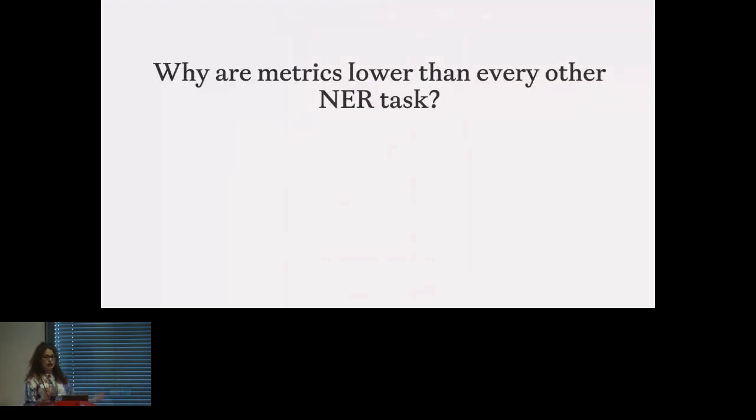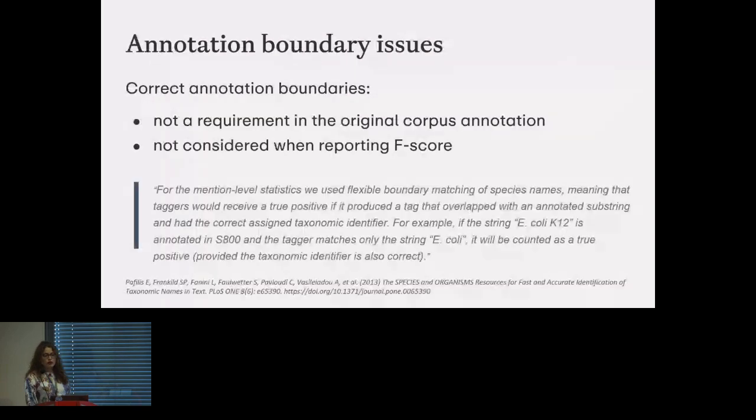So we started looking into what has happened in S800, why is it like that? And it was a good thing that I was in the lab that first developed it, so we could really go back and forth and discuss what the rules are here, what is going on. So as with everything, S800 was a manually annotated corpus, so it all comes down to the annotation guidelines.